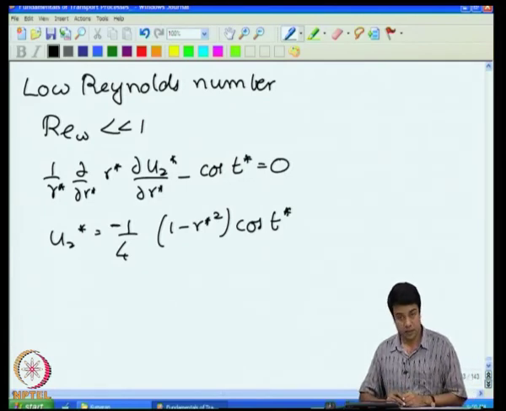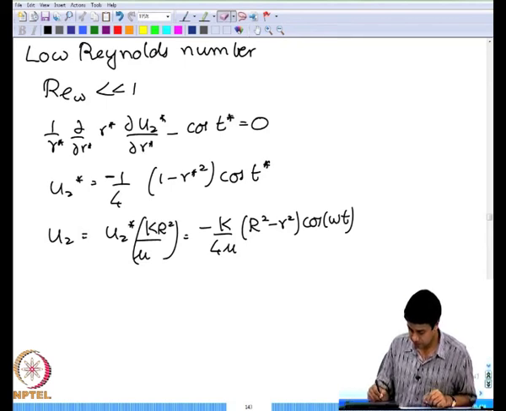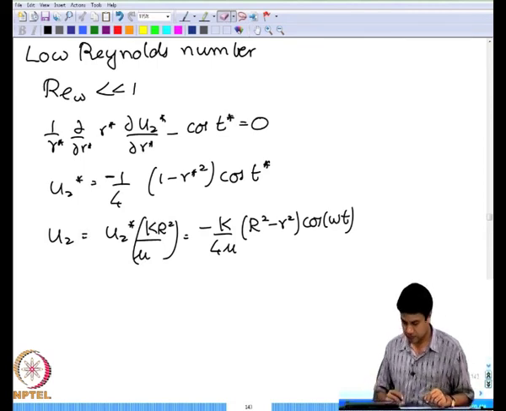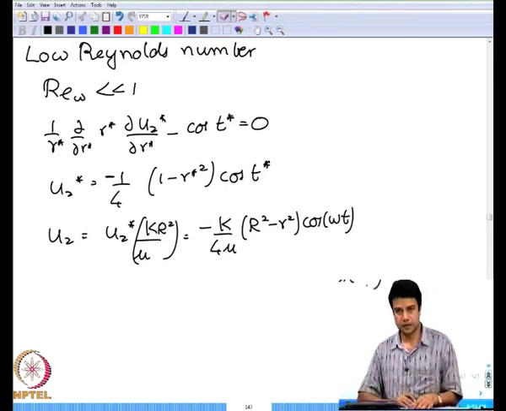And I can get the dimensional velocity by using the same scaling that I had. So, u z is equal to u z star times k r square by mu. This is equal to minus k by 4 mu times r square cos of omega t.